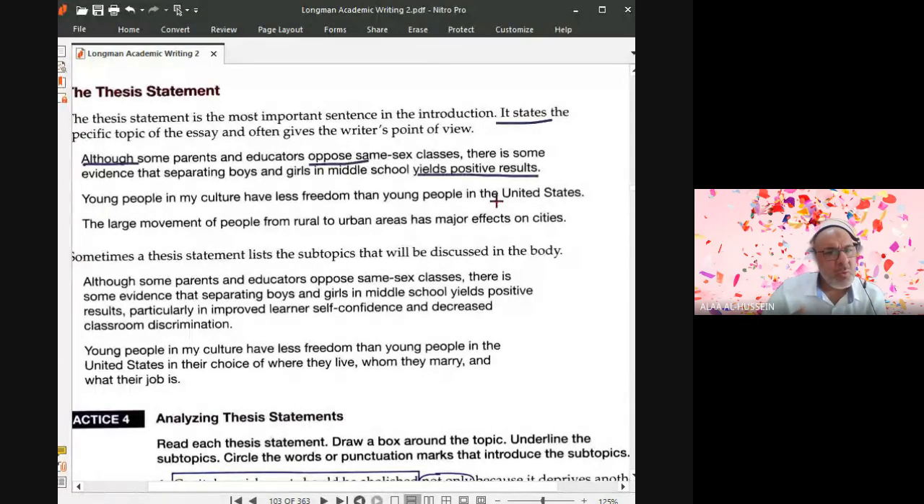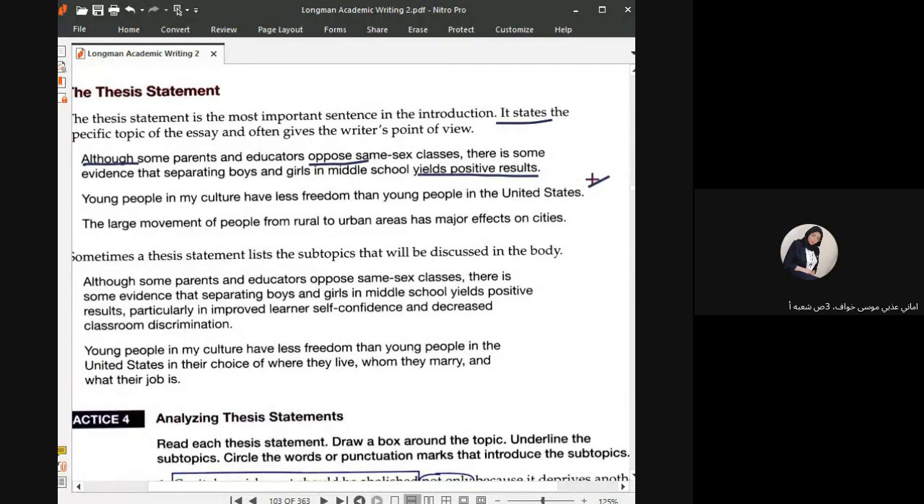do you know what should we expect in the body paragraphs? Can we expect something that will be discussed in the body paragraph? For the second example, for this sentence, we would expect reasons for why people in his culture have less freedom than people in the United States.